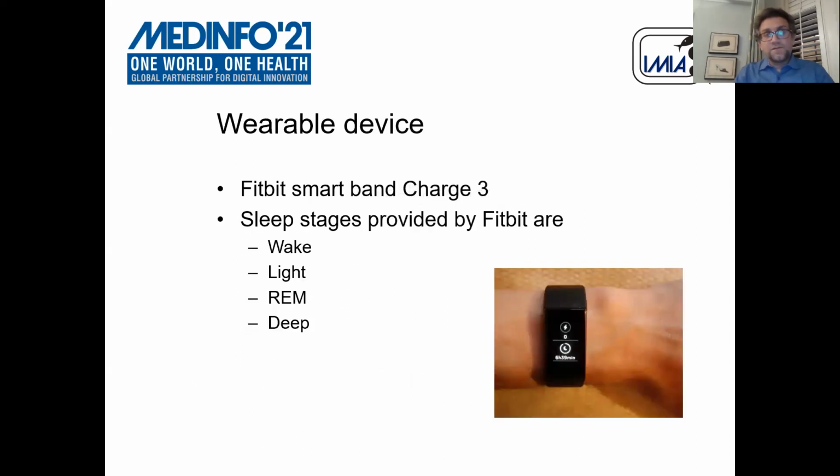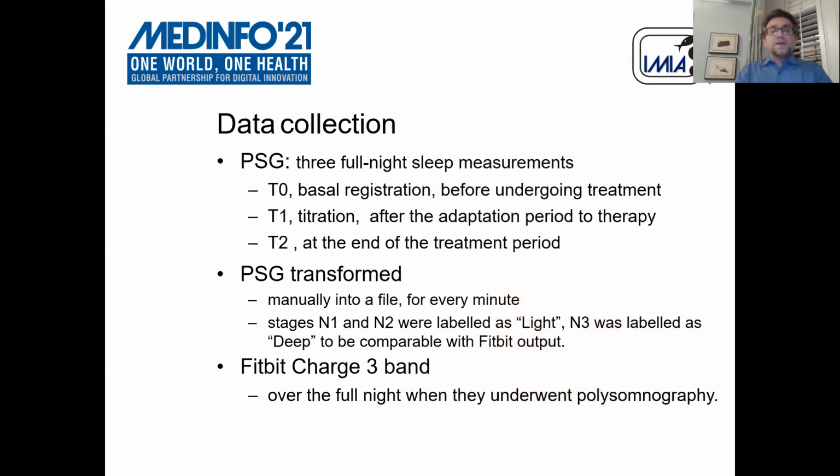Fitbit Smart Band Charge 3 was the wearable device we used for the experiment, and it can provide us sleep stages including wake, light, REM, and deep sleep. In our data collection, we tried to use PSG and Fitbit at the same time for each patient. Three full-night sleep measurements were done.